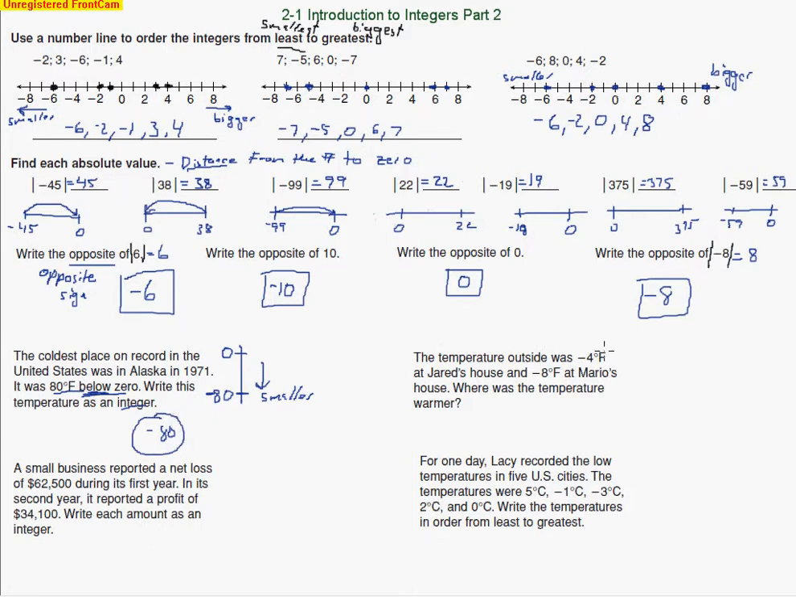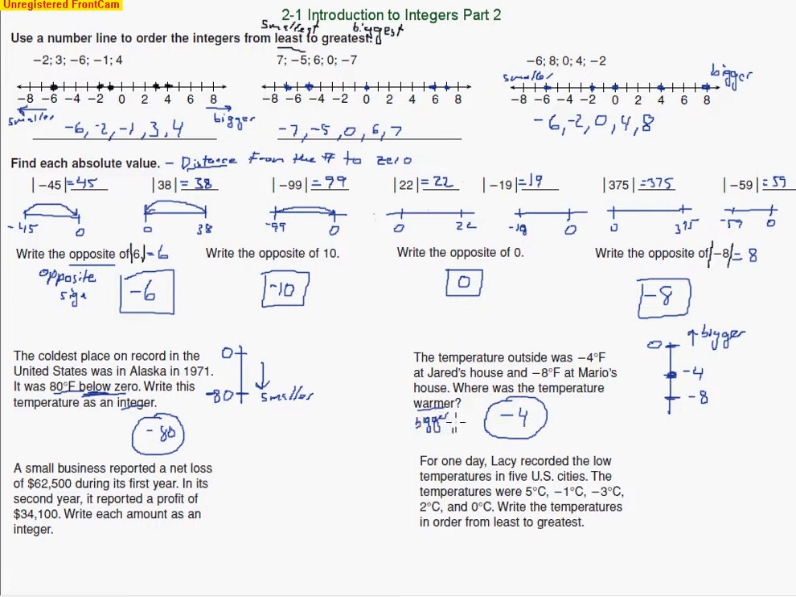The temperature outside was negative 4. So let's go ahead and draw this. So here's negative 4 at Jared's house, and negative 8 at Mario's house. So negative 8 down here. Where was the temperature warmer? So which one's warmer? Well, 0 would be up here. And so which one is closer to 0? They're comparing these numbers. Which one is the bigger number? Well, the bigger numbers are going up in this direction. And so the bigger number in this case is the one closer to 0. So this is our bigger number. Negative 4, that's the warmer temperature.